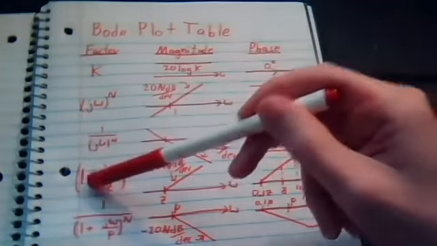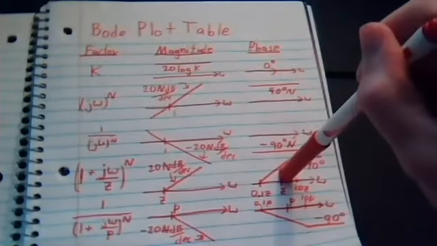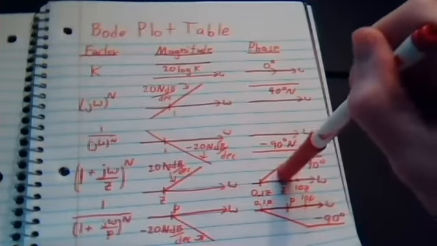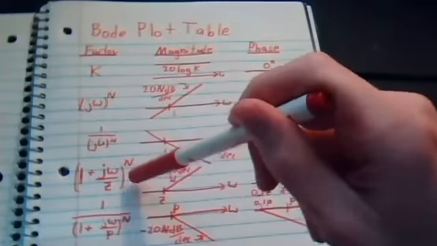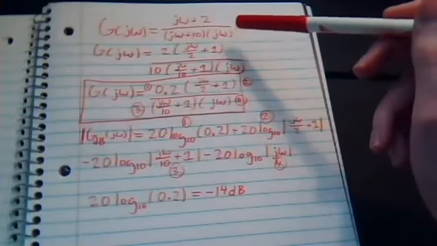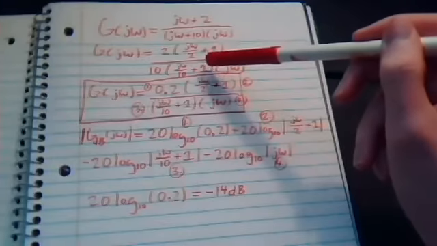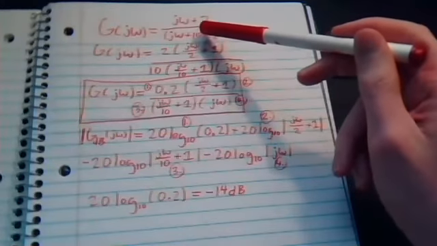So we need to force that to be a 1 so that these two magnitude and phase plots will apply to this case. We do that here by factoring out a 2 from the numerator and a 10 from that parentheses, that j omega plus 10.